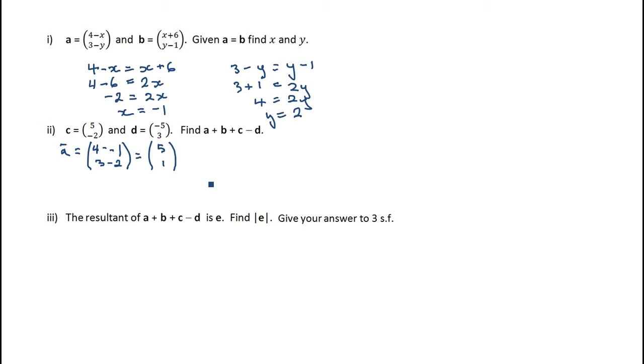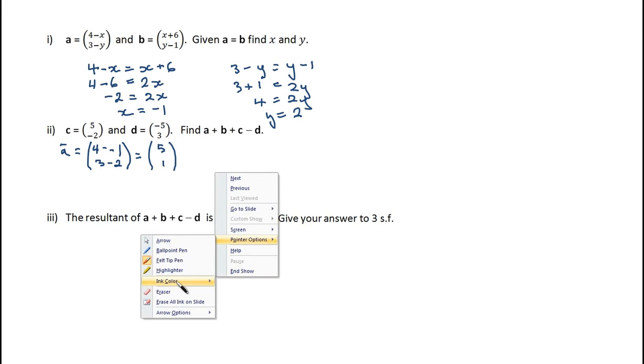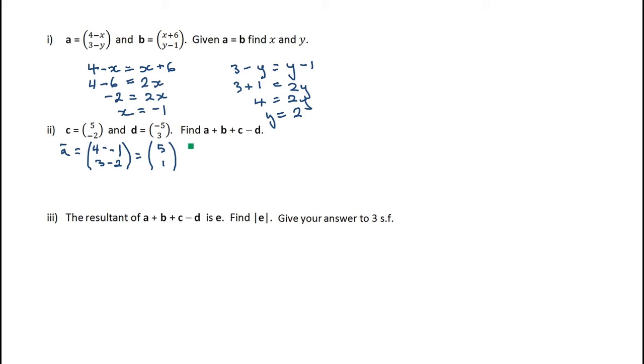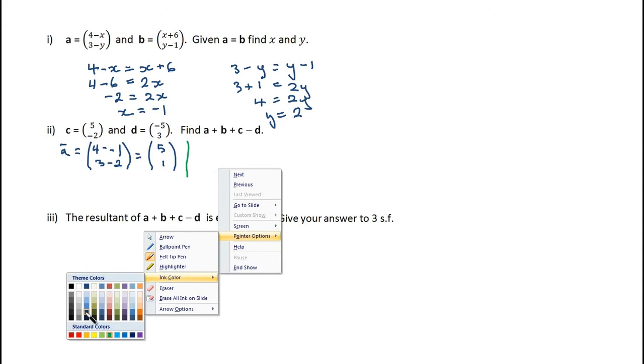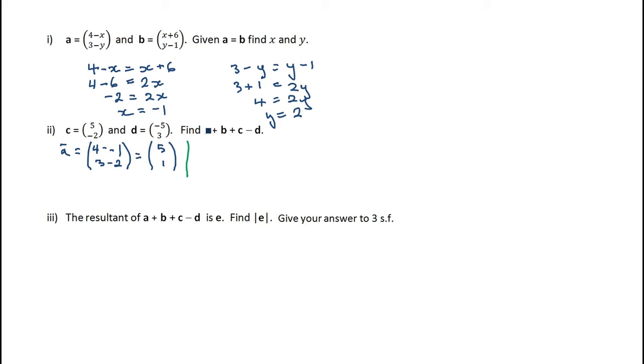Now I don't actually need to find b because b equals a. So if b equals a, b must equal 5, 1. So I've now got from here, let's just put a little line, separate our working. So if I now write this whole expression out, I'll have 2a. In fact, why don't I do that straight away? So this here can be expressed as 2a. So that means I've got 10, 2, plus c, which is 5 minus 2.